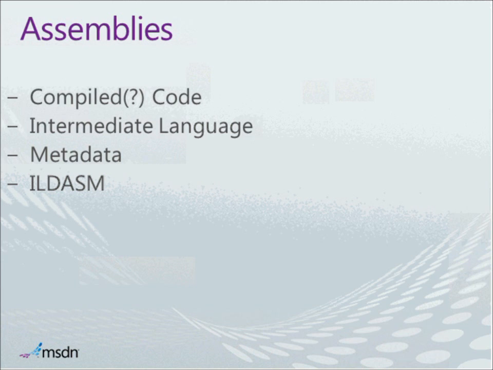Now, in addition to having this IL code inside of this assembly, what we also have is something called metadata. And metadata is literally data that describes additional features or aspects of the code that we're running inside this application.